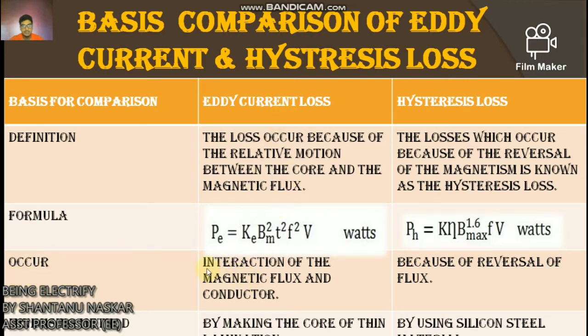Eddy current loss occurs because of the interaction of the magnetic flux and the conductor, and hysteresis loss occurs because of the reversal of flux. The minimizing method for eddy current loss is making the core of thin laminations, and for hysteresis loss, using silicon steel material. So these are the two most important losses of a transformer: hysteresis loss and eddy current loss.